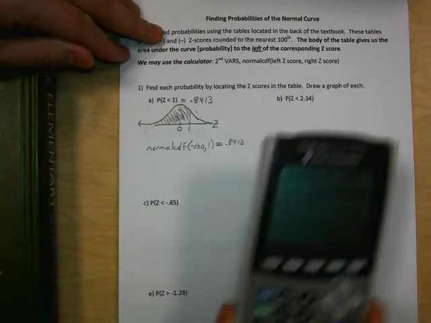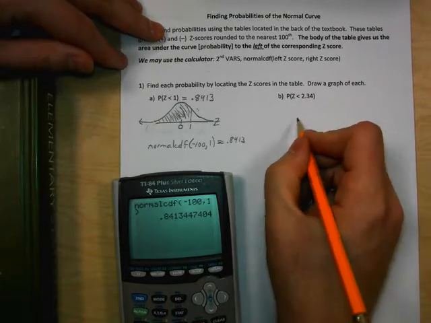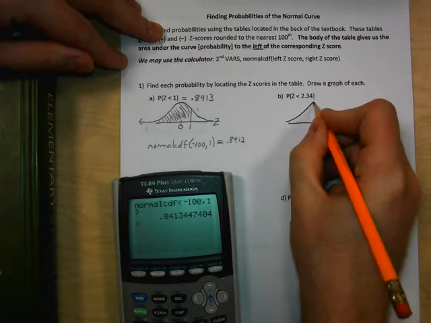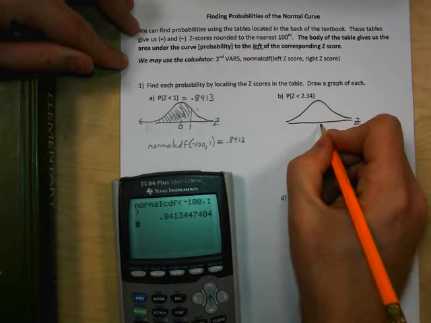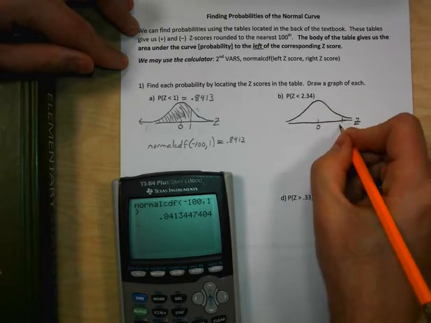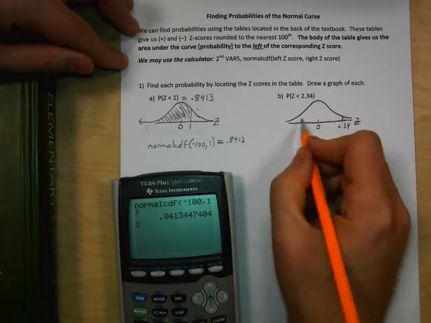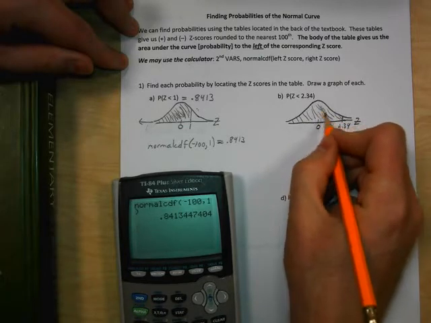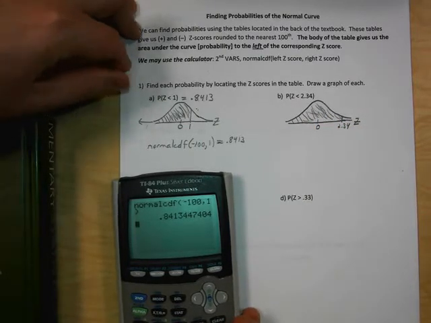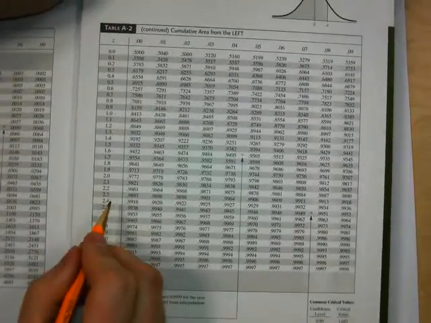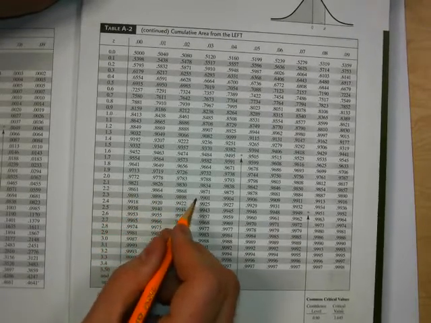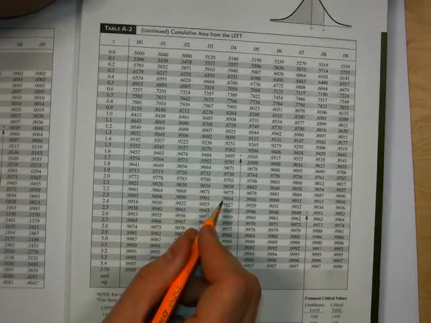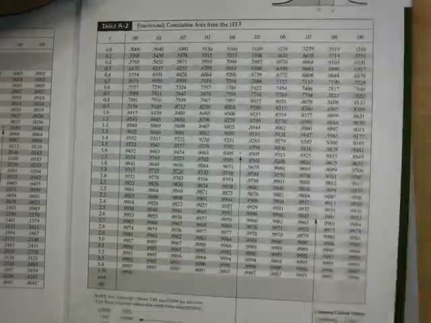All right, the next one, the probability that z is less than 2.34. So again, we're going to draw just a generic normal distribution. Label it z. 0 is in the center. 2.34 is way over to the right. So less than that, we want all that area. Now in our book, positive 2.34, so we'll find that. 2.3 is right here. And then this will be 2.30, 2.31, 2.32, 2.33, and then 2.34 will be this column, 0.9904. So 0.9904.